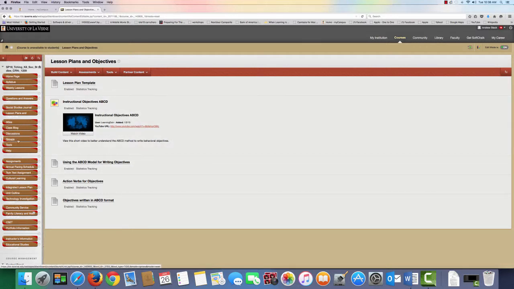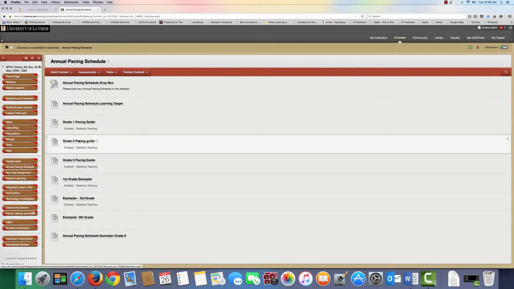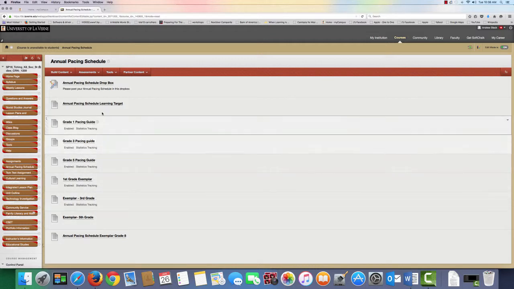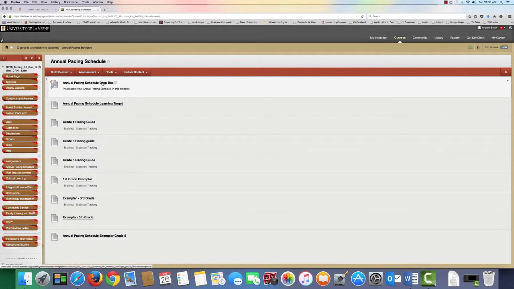Wikis, class blogs, discussions, groups, these are tools that you will be using this semester. These are all of the assignments down through this part here. So if you need to know about an assignment, here's the annual pacing schedule, the very first one. These are the guides you'll be using. These are the exemplars, so you can see what people have done. Every single assignment page has a Dropbox in it. And here's the learning target. The learning target is the description. It tells you how you can get an A, how you can get a B in the assignment. So that's the overview of the course for the semester.